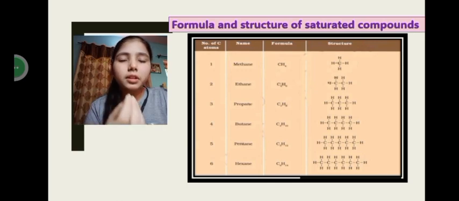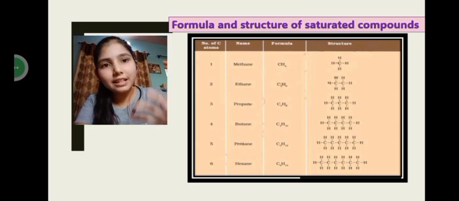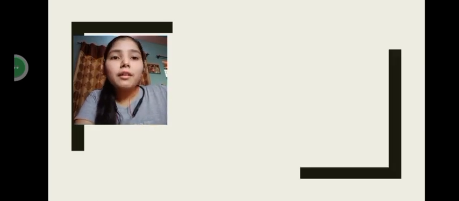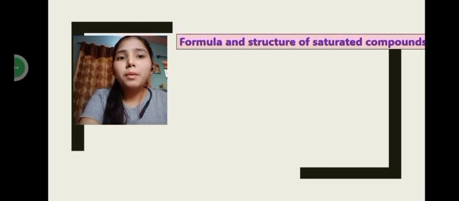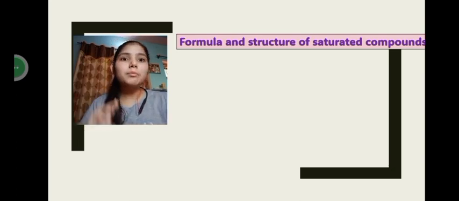It will be so interesting for you. It will be so interesting. Okay, so let's come to another topic, which is formula and structure of saturated compounds. We have discussed saturated compounds, but we have to discuss one more thing, right?